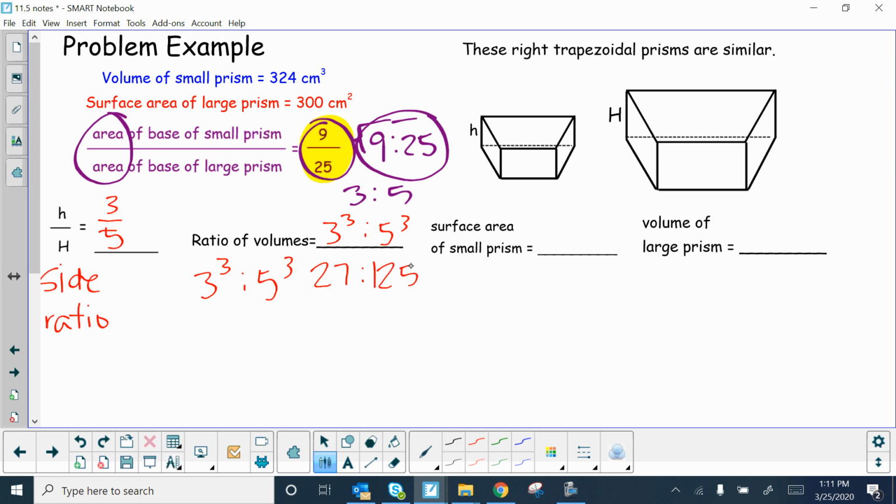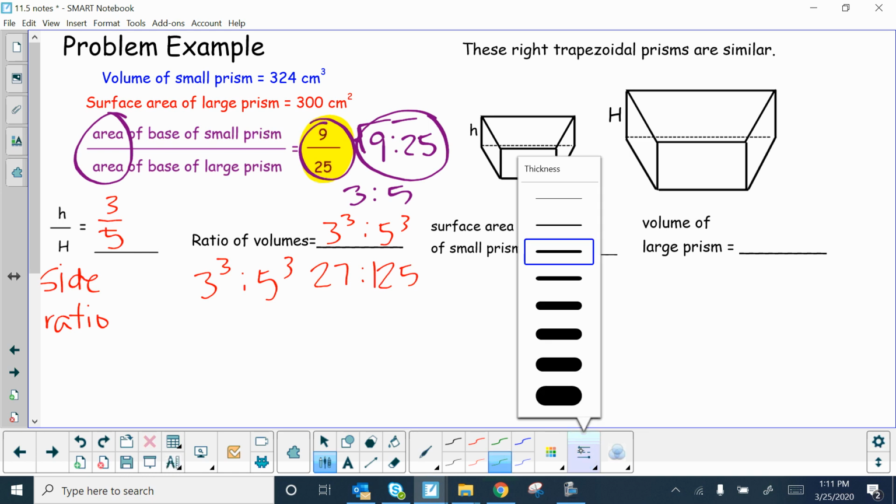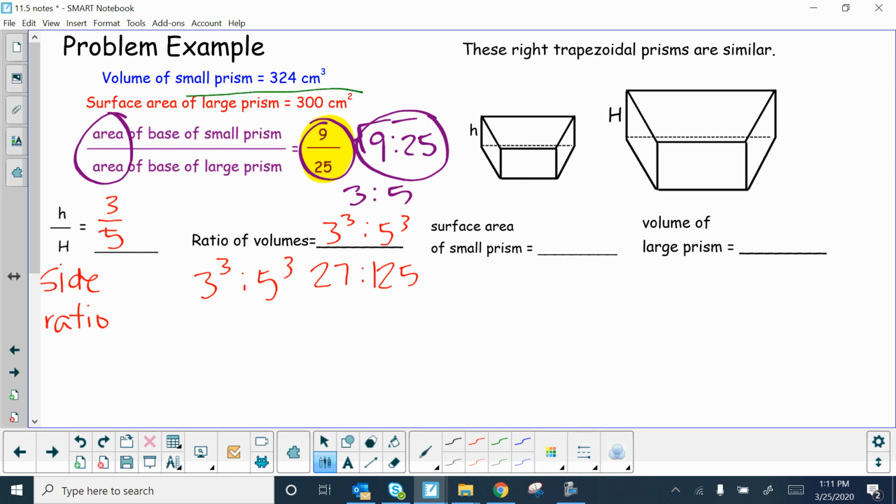And now it's saying, what is the surface area of the small prism? Well, you have to use this piece of information over here, the other surface area. They gave us the surface area of the large one, so we can write a proportion to solve for that. You better make sure you use the correct ratio. If we're finding area, you want to use the area ratio. So that's 9 is to 25 as, which one did they give us? The large one. So x is to 300.